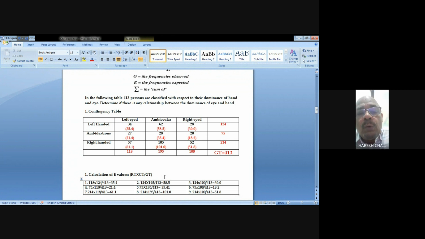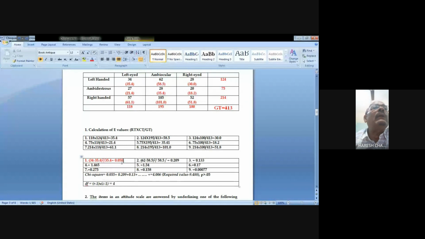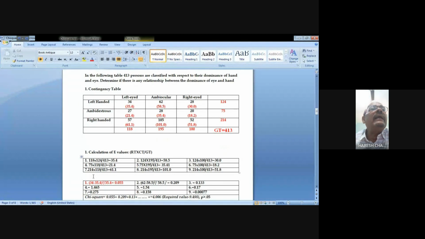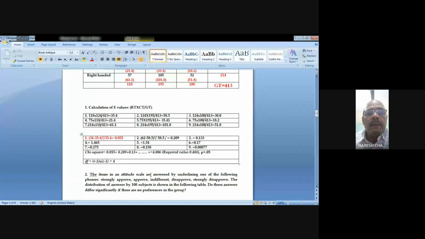Given any question, you can calculate the chi square. Now once you get these cell chi square values, 0.055 plus 0.209 plus 0.133 plus 1.465 plus 1.54, like that you add all of them. That is sigma of all these things. Once you add, you see that it becomes 4.006. And now your chi square is 4.006. Any doubt about this?